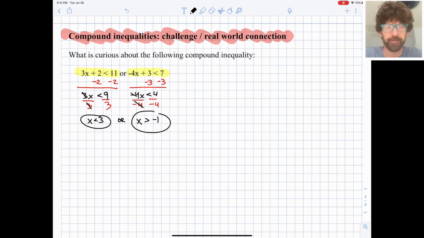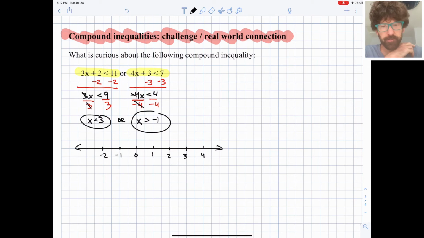Oh, I don't know if you see it, but I see it right here. X is less than 3, or x is greater than negative 1. If you don't see it yet, maybe we could draw out a number line here. And I'll start with a negative 2, negative 1, 0, 1, 2, 3, 4.